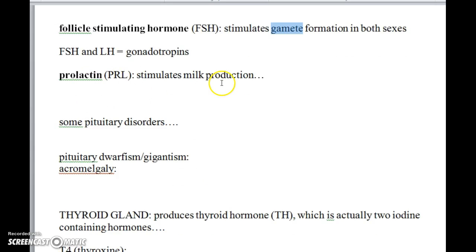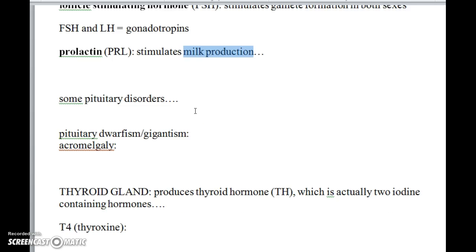Prolactin. There's not much you guys have to write here. Maybe not anything, but another good name: promoting lact, milk, a substance that promotes milk. So it stimulates milk production. During pregnancy, it tells the little glands in the breast to start making milk.